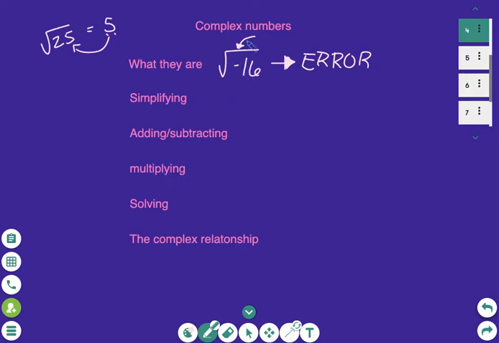So complex numbers have been developed as a way to deal with that sort of situation. The way they're represented is you see an i attached to a number. That means complex. So the basic idea is that the square root of negative 1 is i.